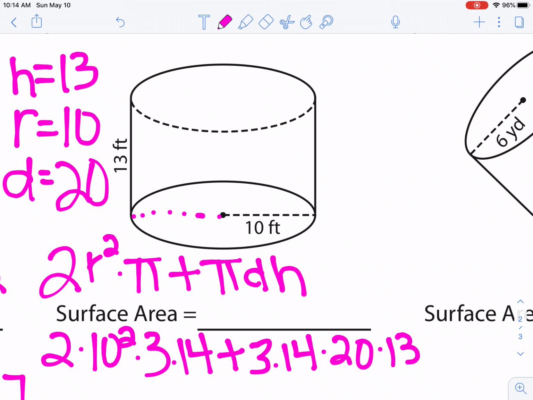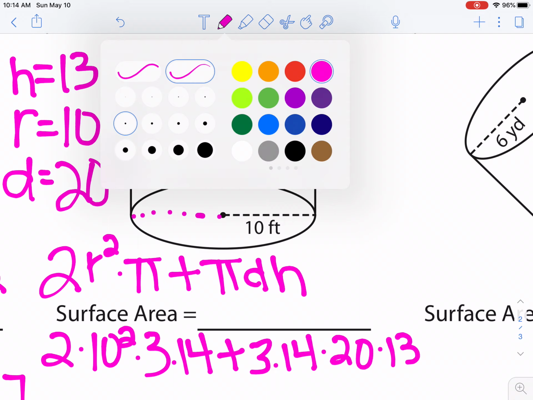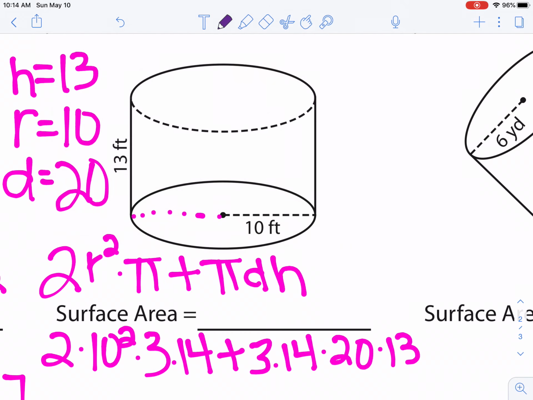So 2 times the radius squared times pi, I'm going to use 3.14, plus 3.14 times the diameter times the height. So when you're looking at this one, hopefully you're saying, well, that's going to be a much larger number than in the last question. So when you multiply and add those, you get 1,444.4 feet squared. Okay?